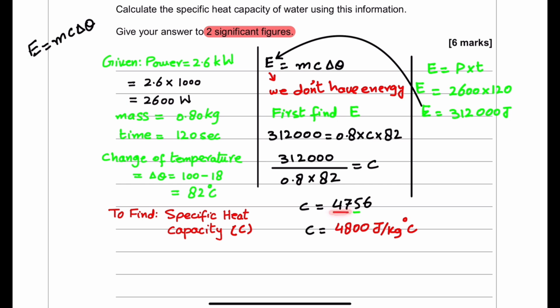4 and 7 are showing here two significant figures. The third number is 5. Therefore, we can increase this number by one and it becomes 8. So it becomes 48 and the rest of the two numbers will become 0. So C is 4800 joules per kilogram Kelvin. The value of C is 4800 joules per kilogram degree Celsius.